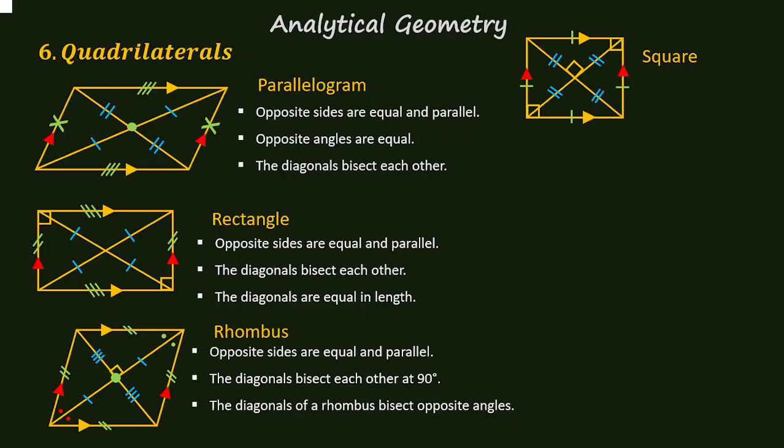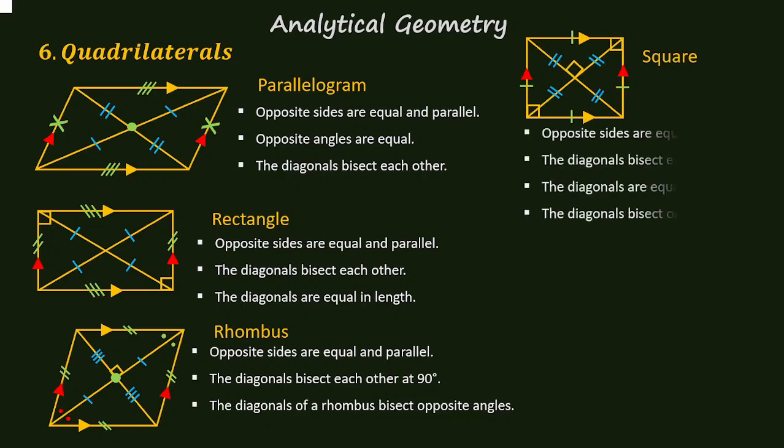Let's look at a square now. A square is more or less the same as a rhombus, and just like the other three that we've spoken about, the parallelogram, the rectangle, the rhombus, the opposite sides are equal in length and they are parallel to each other. So the opposite sides are equal and parallel to each other.